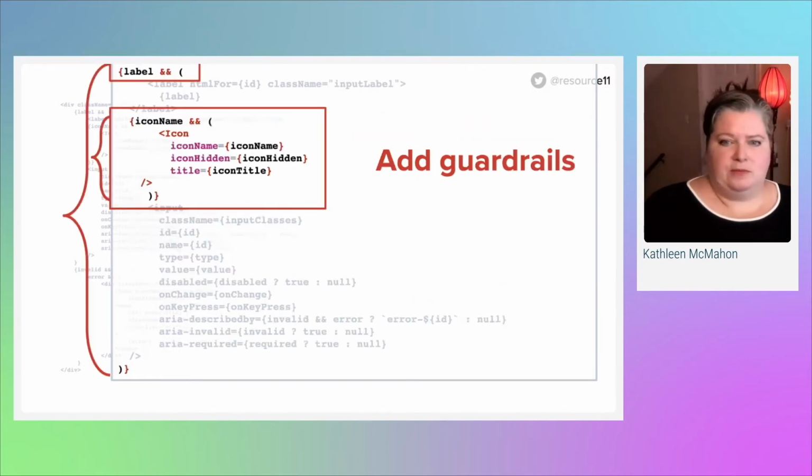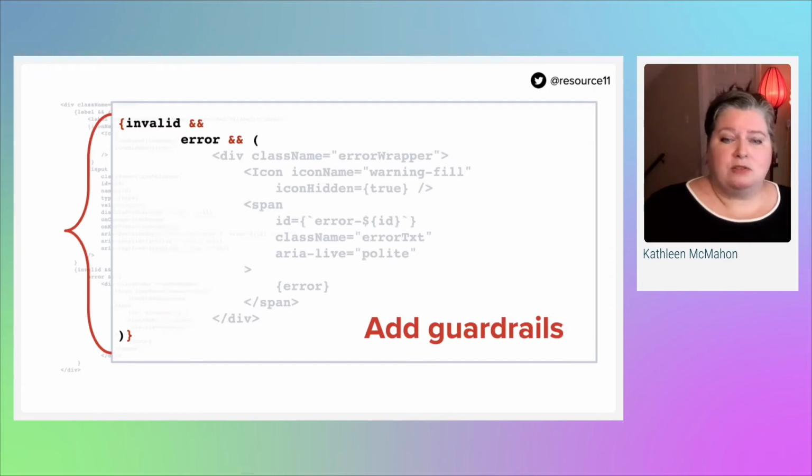Add your guardrails here. If the developer does not pass in a label, the whole input will not render. Neither will that icon. This will help guide developers to follow best practices when implementing an input component, and soon it will become second nature no matter if you're using a library, a framework, or just vanilla HTML. Same goes for error handling. If the developer doesn't pass in the invalid prop and the error message to the component, that error message will not render.